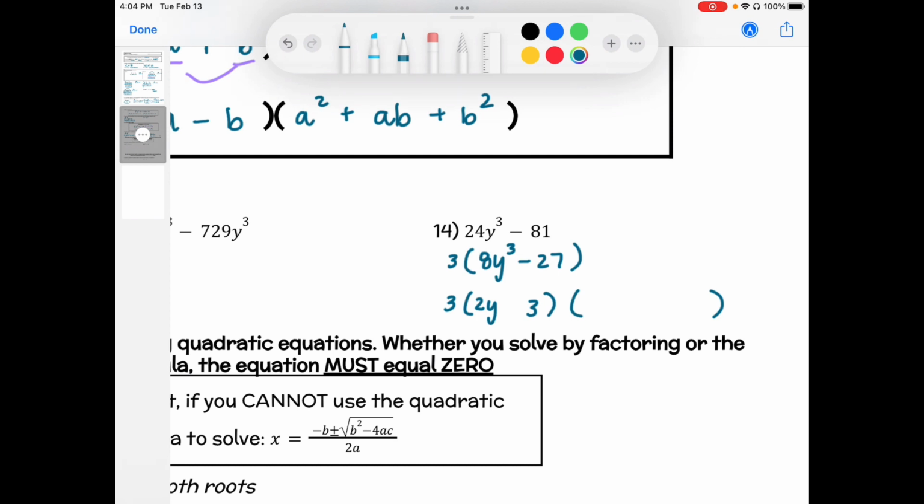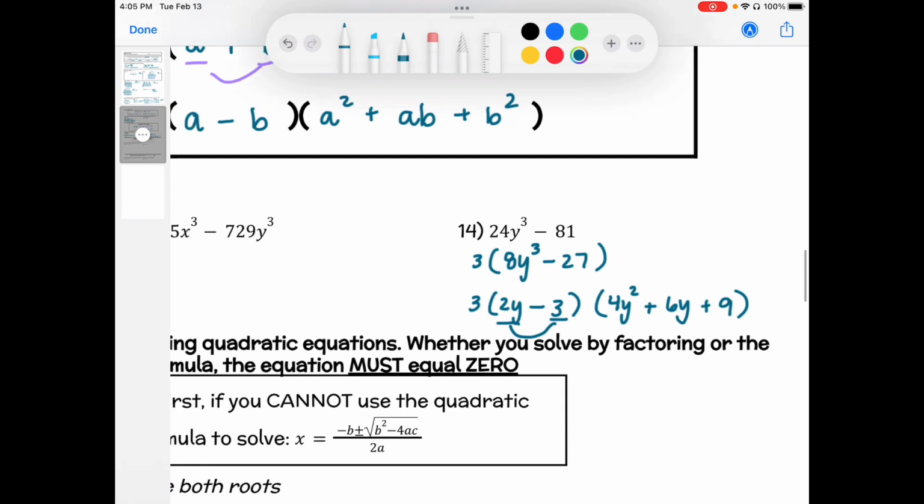All right, and then we can go ahead and square, multiply, square. So square the first term, be 4y squared, multiply the two together, so 6y, and then square the last term, so 9. And then we do our SOAP. So same would be minus, opposite would be positive, and then always positive.